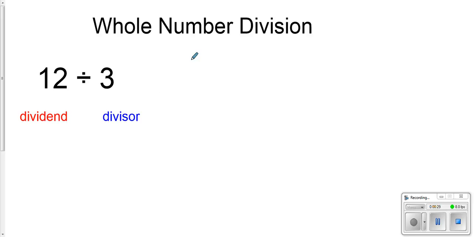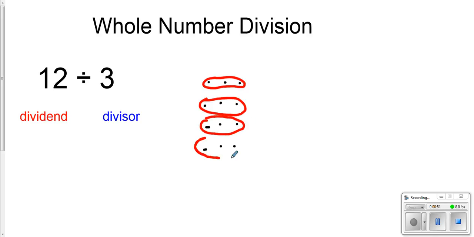So let's say we had 12 of something: 1, 2, 3, 4, 5, 6, 7, 8, 9, 10, 11, 12. And we're splitting them up into groups of 3. Here's a group of 3. Here's a group of 3. Here's a group of 3. And here's a group of 3. How many groups do we have in total? We have 1, 2, 3, 4 groups. So 12 divided by 3 equals 4. You're just splitting them up into groups.